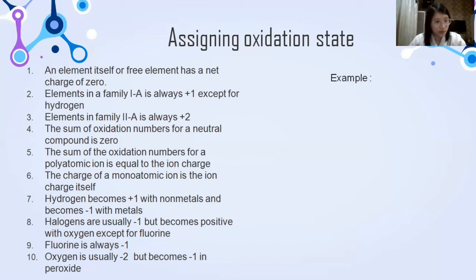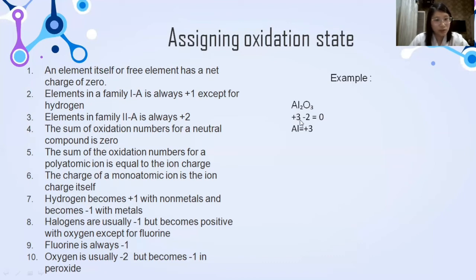Lastly is oxygen is usually -2 but becomes -1 in peroxide. For example, aluminium oxide. Oxygen will have a charge of -2, while aluminium will have a charge of +3.